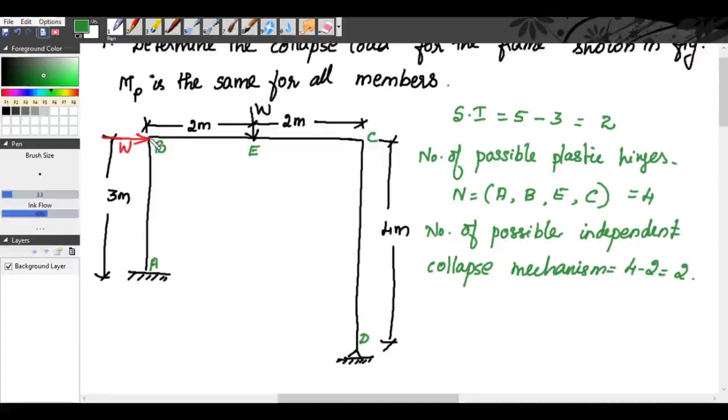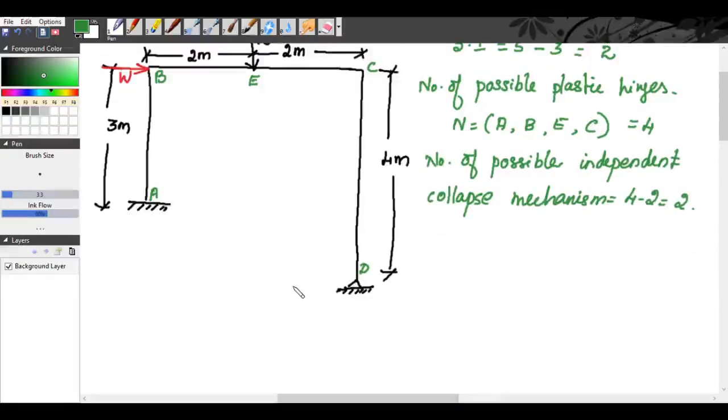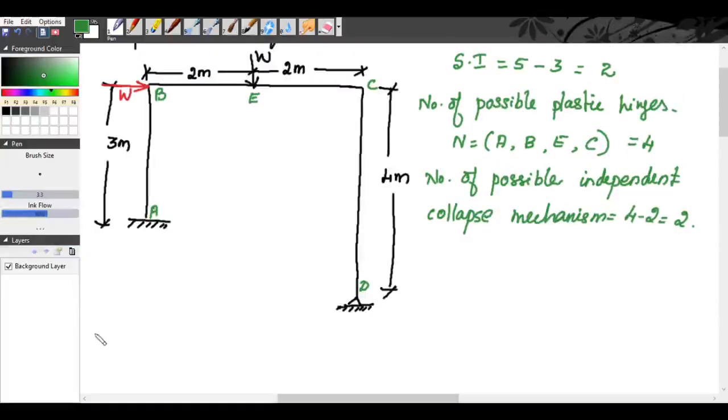So, how many mechanisms are possible? First, the beam mechanism. Second, the panel mechanism or sway mechanism. And third, a combined mechanism, a combination of both of these. The beam mechanism is possible. A sway mechanism is possible because this is an unsymmetrical frame. Third, a combined mechanism is possible. So, 2 independent mechanisms and 1 combined mechanism. The first mechanism we can take as the beam mechanism. So we will take mechanism 1 as the beam mechanism.